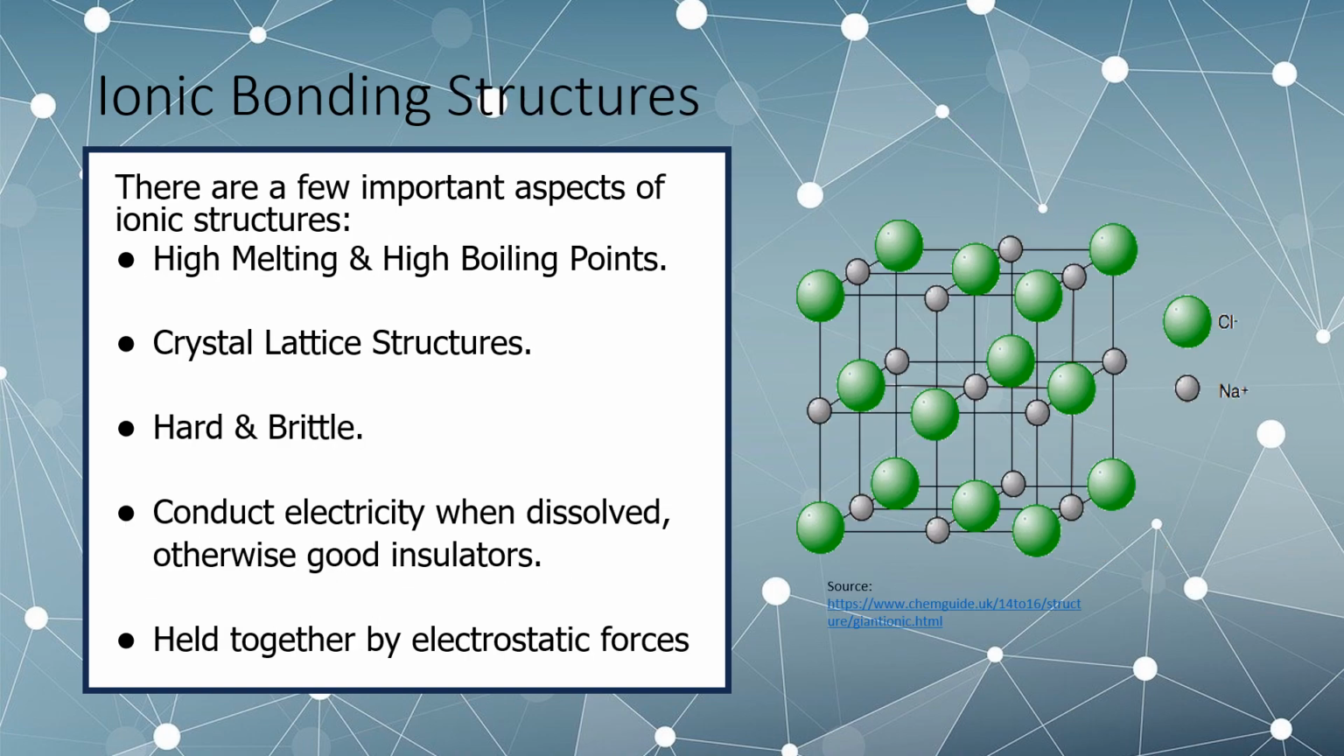When looking at ionic structures, we should take into account that they have high melting and high boiling points. They usually form a crystal lattice structure, and they are hard and brittle. Because of the fact that they are ions, they can conduct electricity well when dissolved. Otherwise, they're actually good insulators, meaning they stop conduction of electricity. And as we stated, they're held together by those electrostatic forces between the positive ions, cations, and the negative ions, anions.